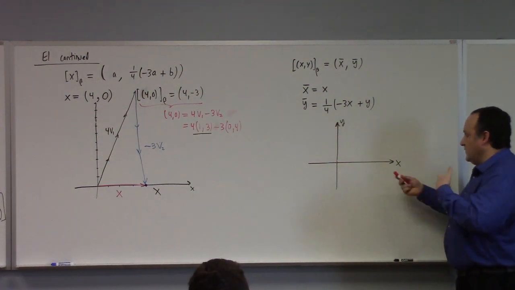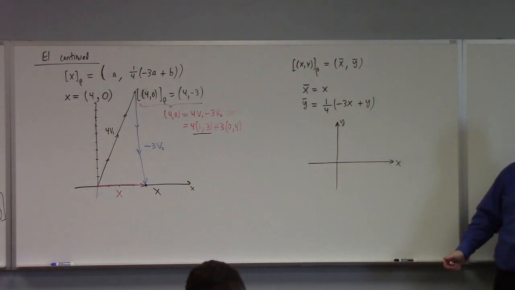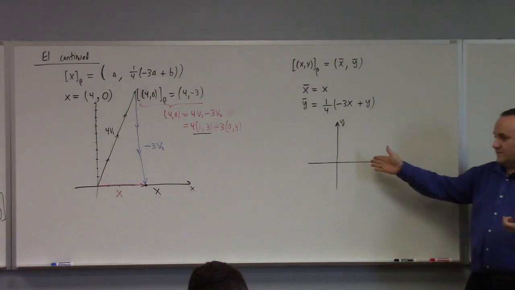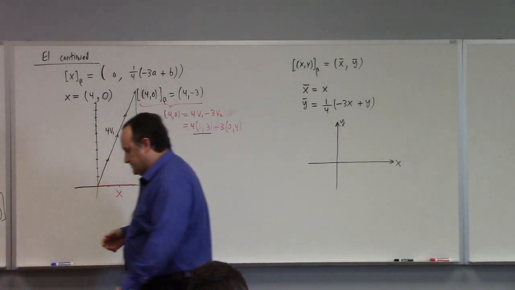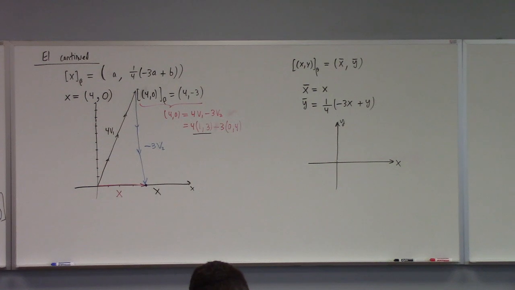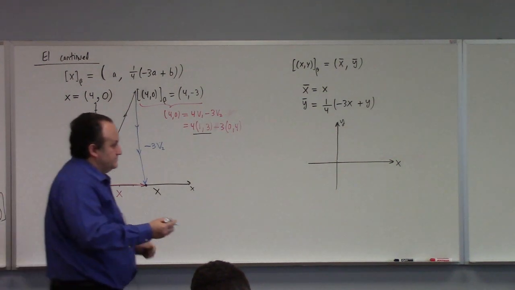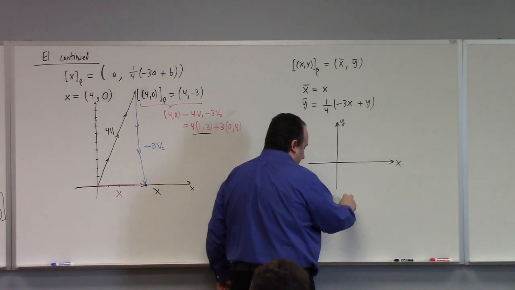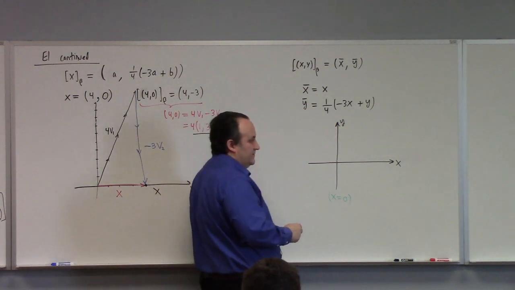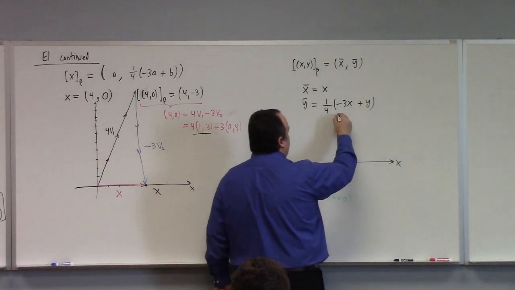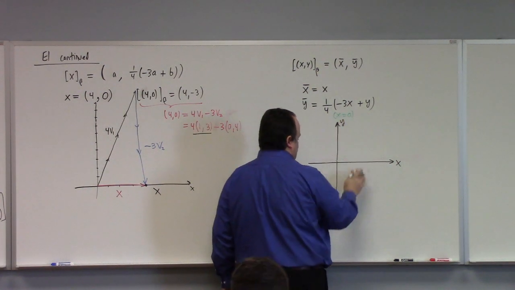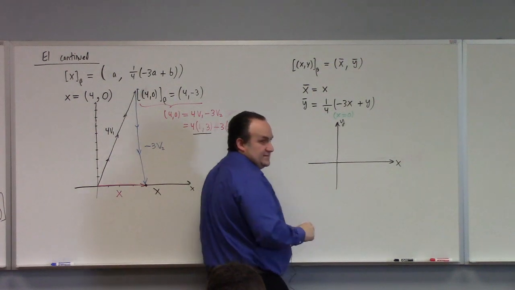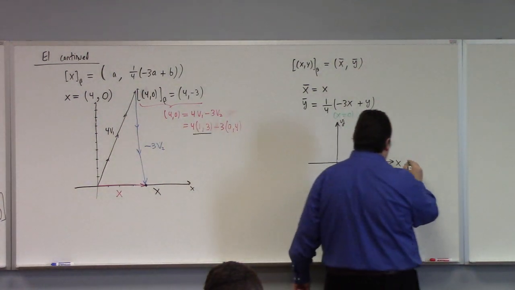Think about this. What are the equations for the x and the y coordinate axes in terms of Cartesian coordinates? You ever think about this? Maybe not, right? What's the equation for the y-axis? It's x equals 0, right? What's the equation for the x-axis? Yeah, y equals 0.